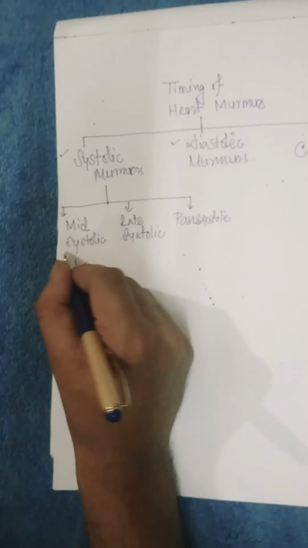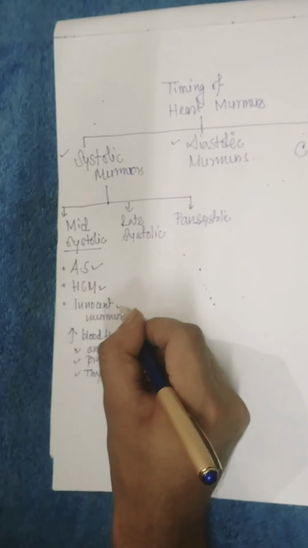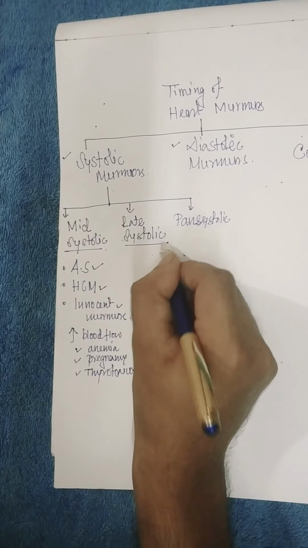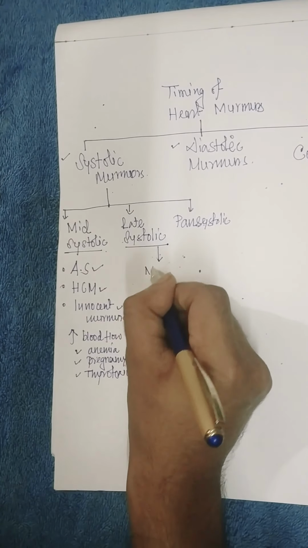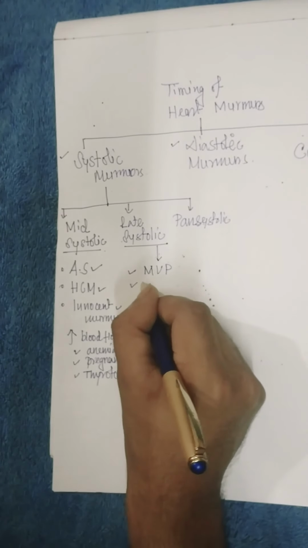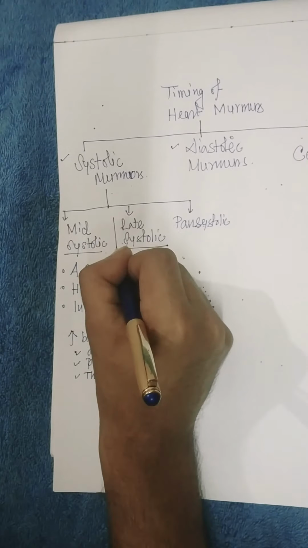So mid-systolic murmurs are aortic stenosis murmurs, HCM murmurs, and innocent murmurs. Late systolic murmurs are murmurs of mitral valve prolapse, that is MVP, and easy, tricuspid valve prolapse. So valve prolapse murmurs we find late in systole.